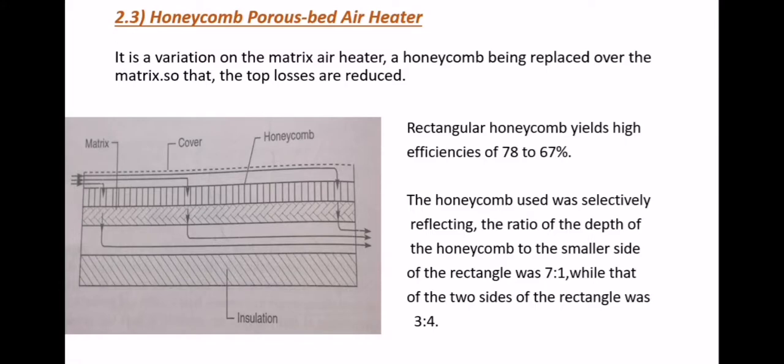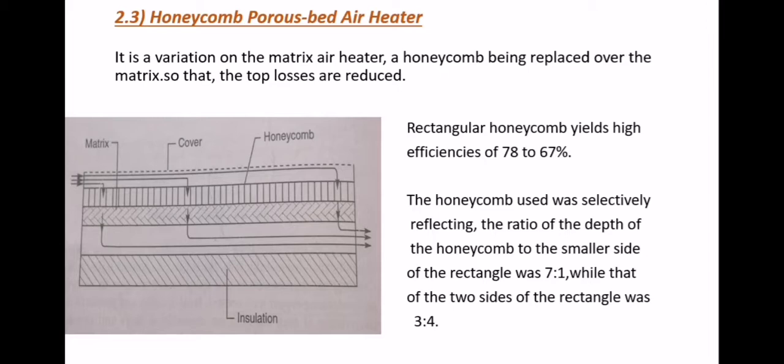The next one is the honeycomb porous bed air heater. The honeycomb porous bed air heater was suggested by Lalaudet and Buckber. It is a variation on the matrix air heater, a honeycomb being placed over the matrix. Because of the presence of the honeycomb, the top losses are reduced.